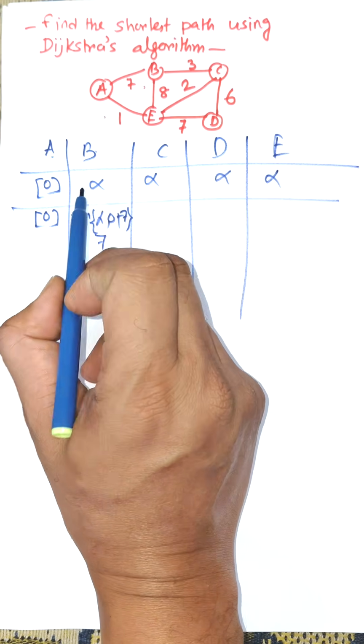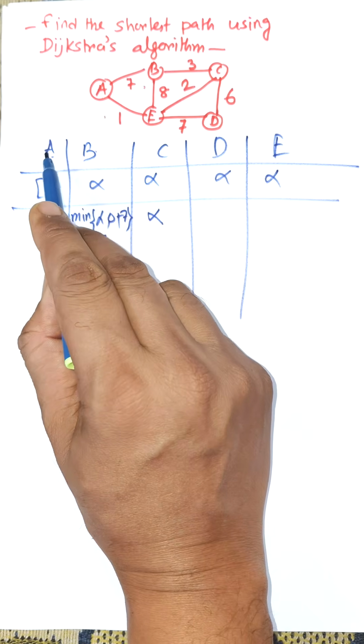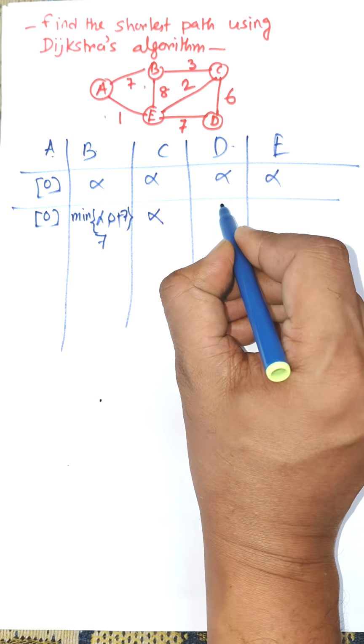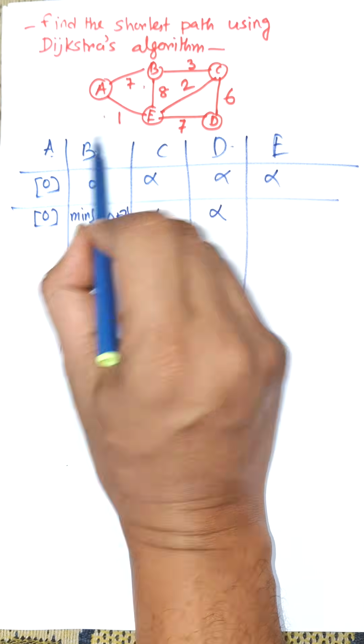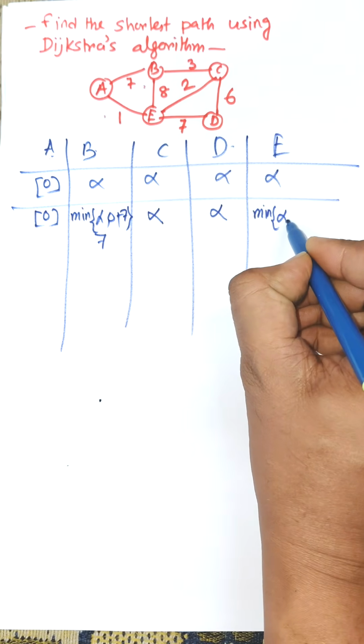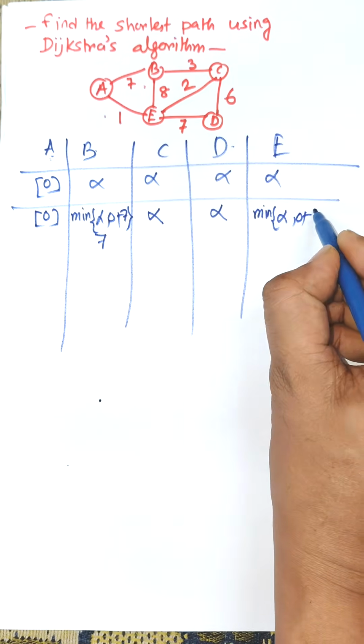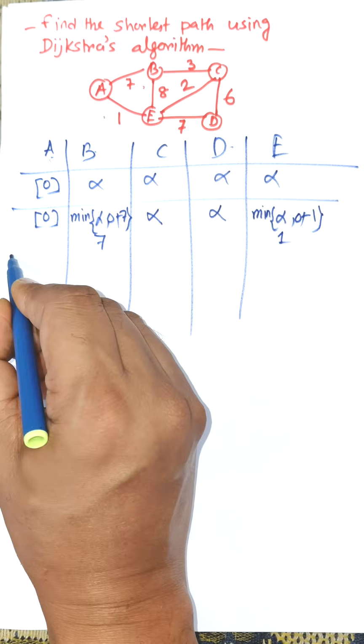There is no direct connection of A to C, that is considered as infinity. There is no direct connection of A to D, that is considered as infinity. There is a connection of A to E. So we need to apply the formula: old value is infinity, fixed value is 0, and the distance of A to E is 1, and the minimum is 1. So the 0 is copied.